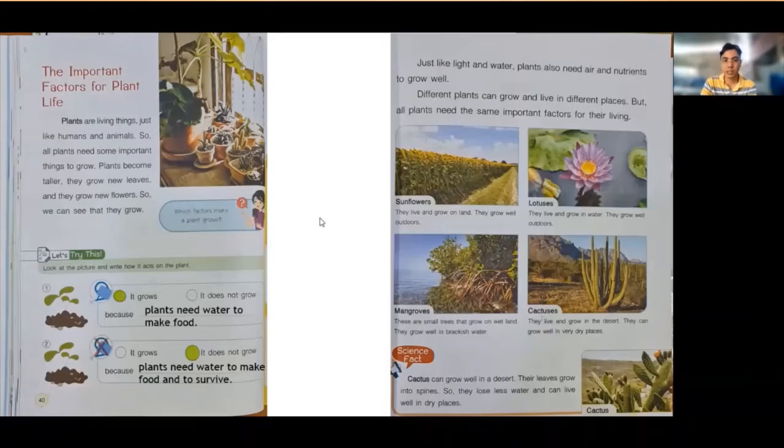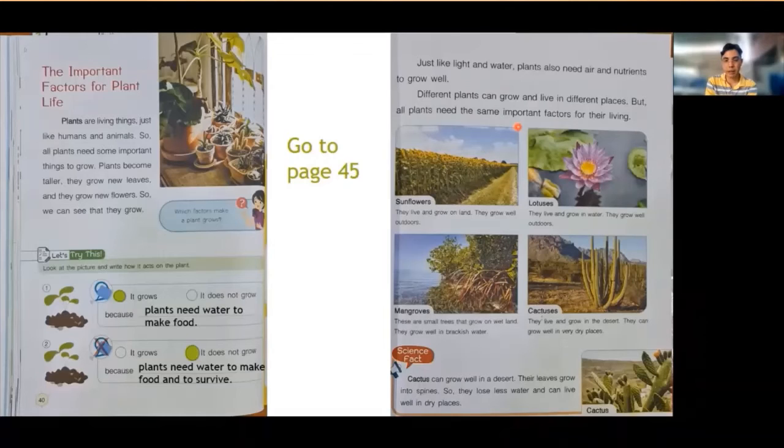What page is this? On page 45. Just like light and water, plants also need air and nutrients to grow well. Different plants can grow and live in different places, but all plants need the same important factors for their living.